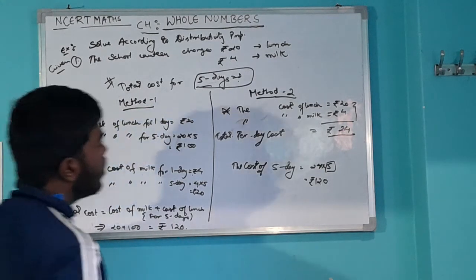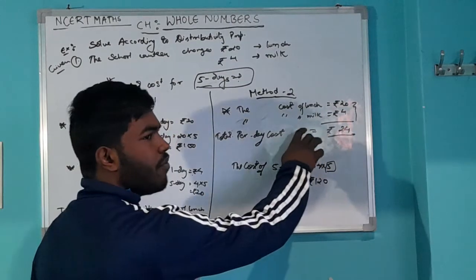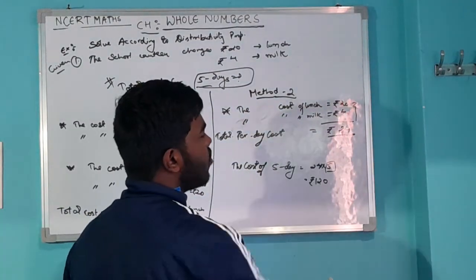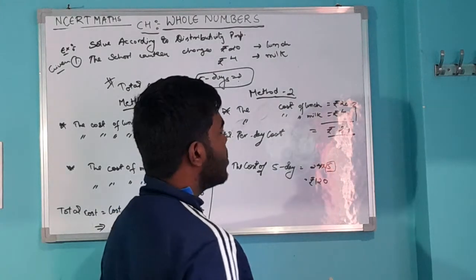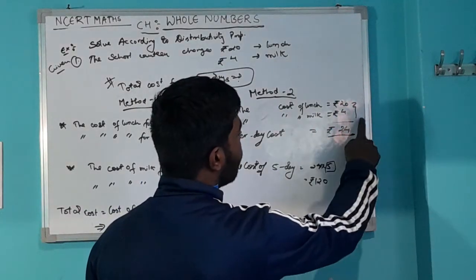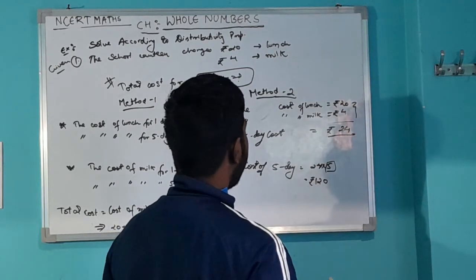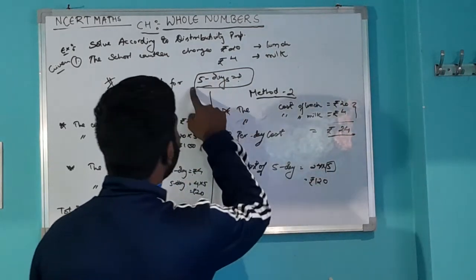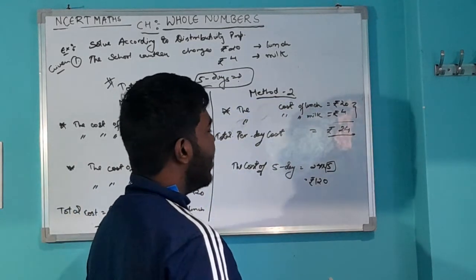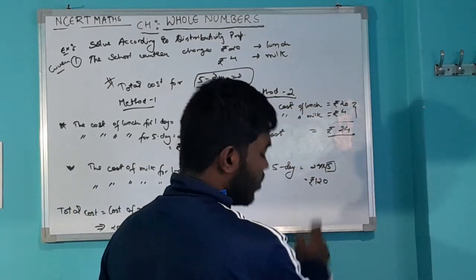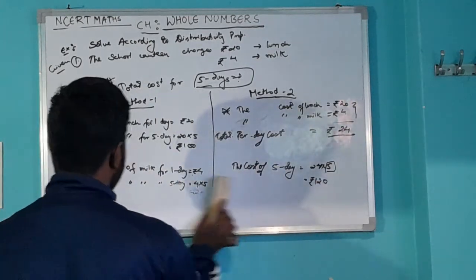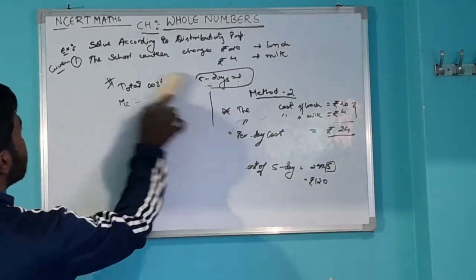In our second method, we only find the per day cost. We find the cost of lunch for one day and the cost of milk for one day. Then we add this total amount to get the cost of one day, and to find the 5 day cost, we simply multiply the one day cost by 5, to which we again get 120 as our answer. I hope you understand this example also.